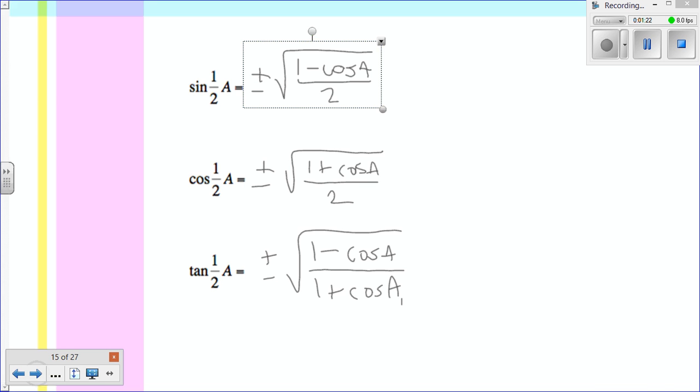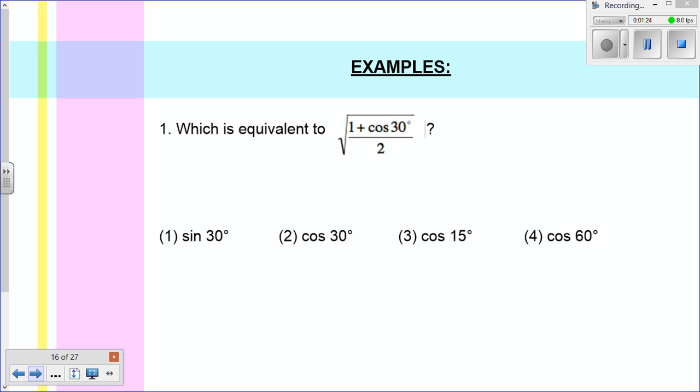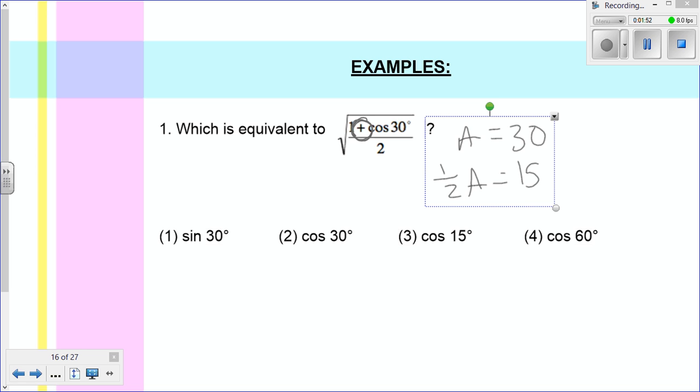So let's try some examples here. Which is equivalent to 1 plus the cosine of 30 divided by 2? Well, when I look at my formulas, the fact that there is a plus sign here tells me which formula I want to look at, and that is the cosine of 1/2 a. And a, in this case, is equal to 30, so half of a is 15.